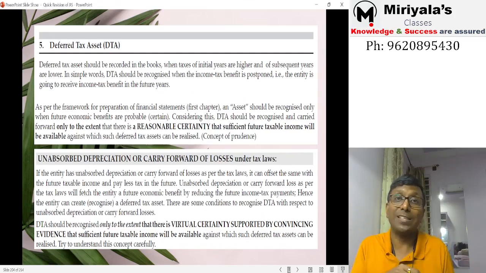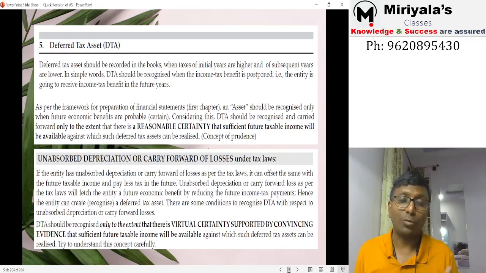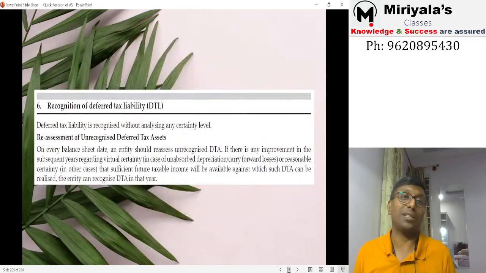Simply because you have a loss in the current year, I shouldn't create the deferred tax asset unless there is a virtual certainty. When you say virtual certainty, it's not an estimation, it is a matter of fact. So if the company is able to prove that there is going to be a profit because we entered into an agreement where our sales are going to improve, that's why I'm going to get a taxable profit in the future. Unless the company is able to prove otherwise, you're not supposed to create deferred tax asset on these unabsorbed depreciation and business losses.